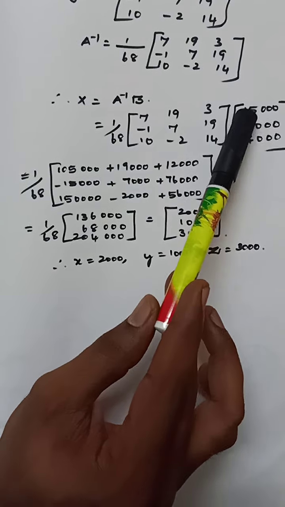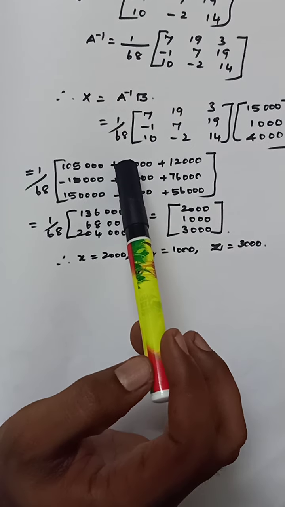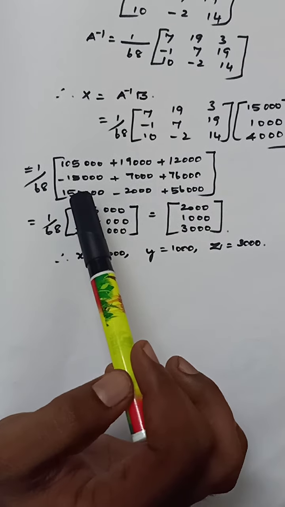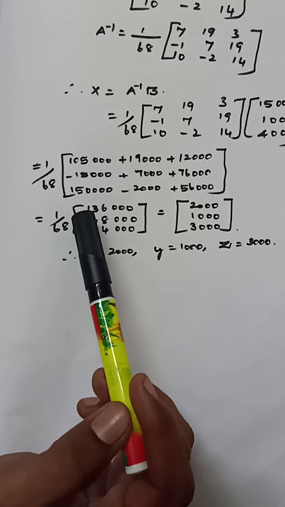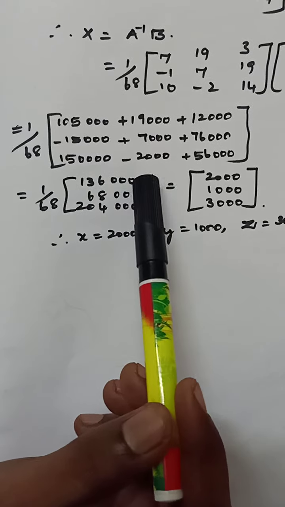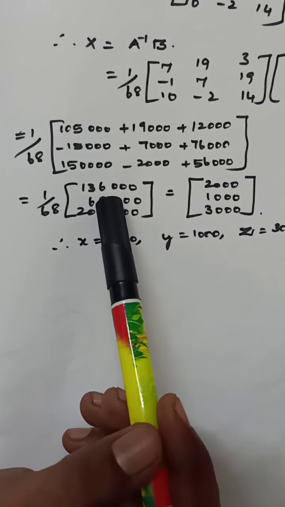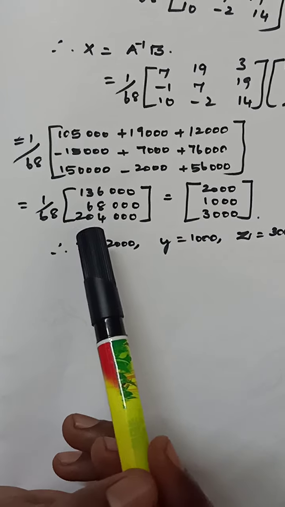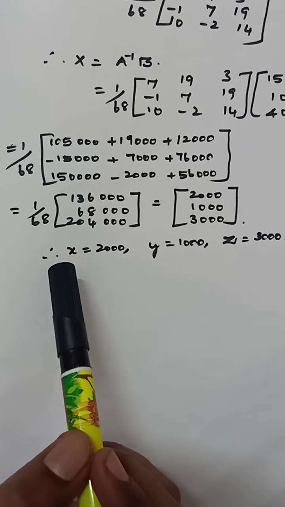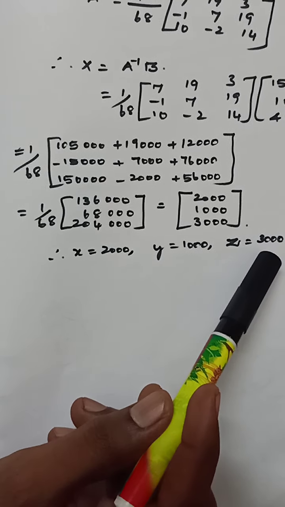The product: 7 into 15 is 105, so 1,05,000. 19 into 1 is 19,000. 3 into 4 is 12, so 12,000. Like that, your second one, third one. Your answers are 1,36,000, 68,000, 2,04,000. So 1,36,000 divided by 68, you will get 2,000, and 68,000 by 68, you will get 1,000, and 2,04,000 divided by 68, you will get 3,000. So the price values: x is 2,000, y equal to 1,000, and z equal to 3,000. So it is clear.